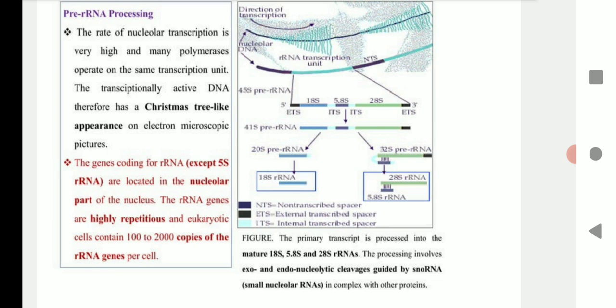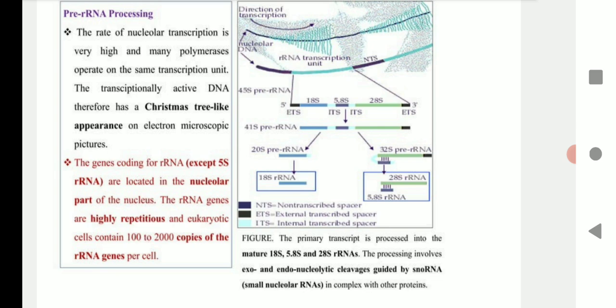So we can see the diagram. The rate of nuclear transcription is very high, and many polymerases operate at the same transcription unit. They are actively responsible for the production of the RNA. From the micrograph, the electron microscope picture, we can see a Christmas tree like appearance, showing how the RNA polymerases are actively engaged. RNA polymerase I is actively engaged in the production of the rRNA.